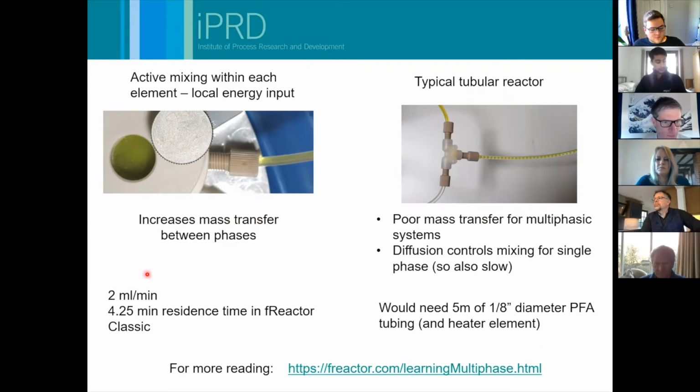Over on the left hand side then, with the reactors, just by way of an example, if we're running at 2 milliliters per minute, a typical mid-range flow that we would be using, it gives us about a 4-minute residence time within the fReactor. That's how long it takes, on average, from the inlet to the outlet. That's what we mean by residence time. If we were doing that within a tubular reactor system, we would be using about 5 meters of 1/8-inch diameter PFA tubing, and we would need a heating element around that as well.